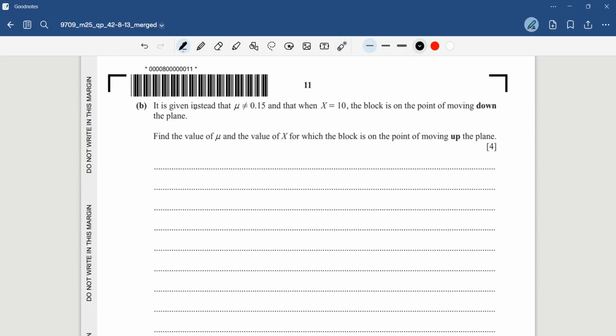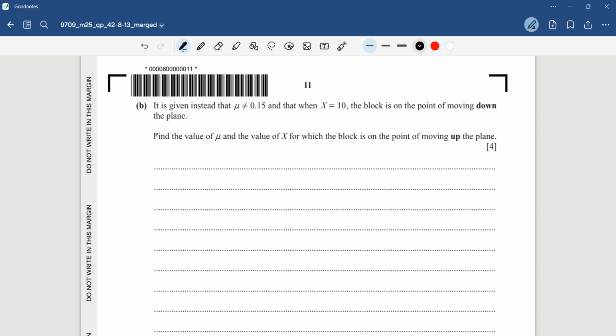It is given instead that mu is not equal to 0.15, and when x equals 10, this block is on the point of moving down the plane. Find the value of mu and the value of x when it is moving up. First we use this idea to find mu. When they say on the point of moving down, this shows that the object is in equilibrium.